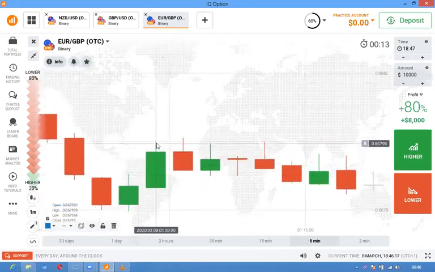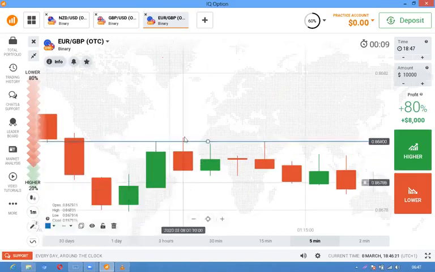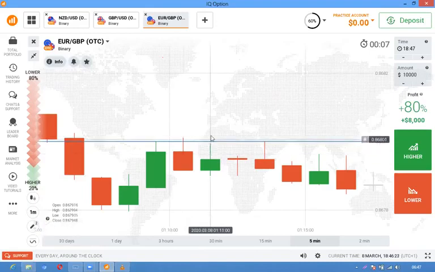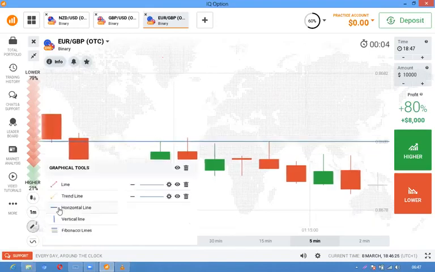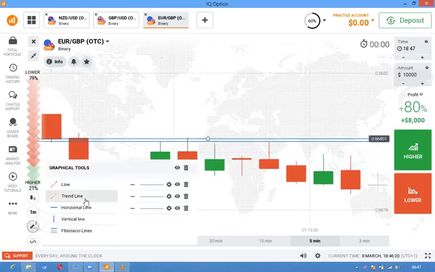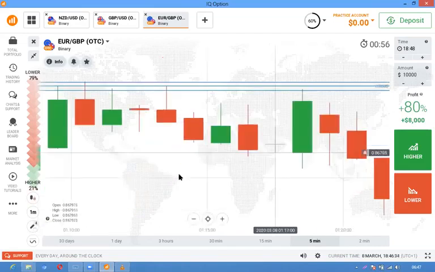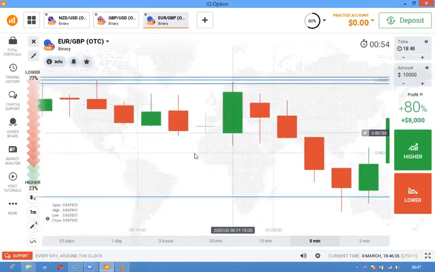Here, the buyers tried and failed. You take note of that. They tried the second time and failed. Take note of that. They tried the third time and failed. The fourth time they tried and failed. The fifth time they also tried and failed.